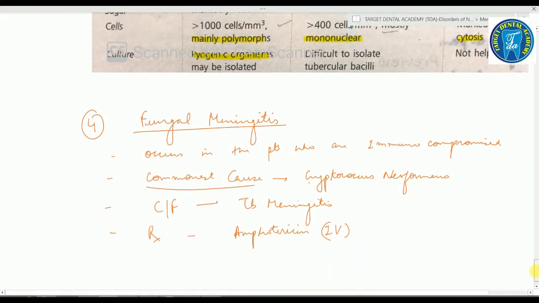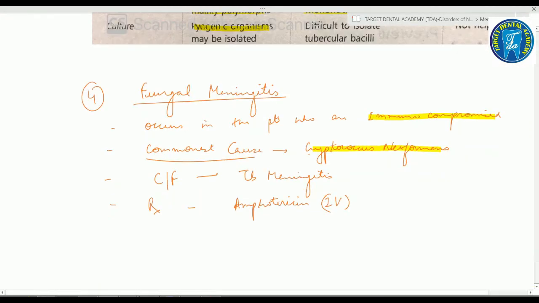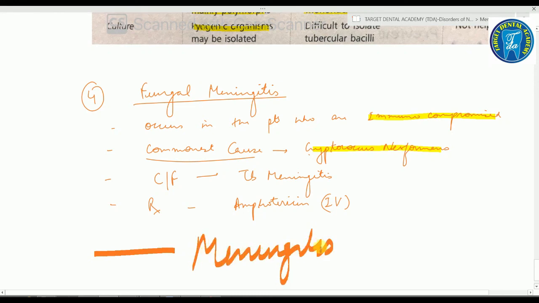Now coming on to the fungal meningitis. It occurs in patients who are immunocompromised. The commonest cause is Cryptococcus neoformans, and the clinical feature is similar to that of tuberculous meningitis, and treatment is amphotericin, which is given intravenously. Fine. So this is all about meningitis.